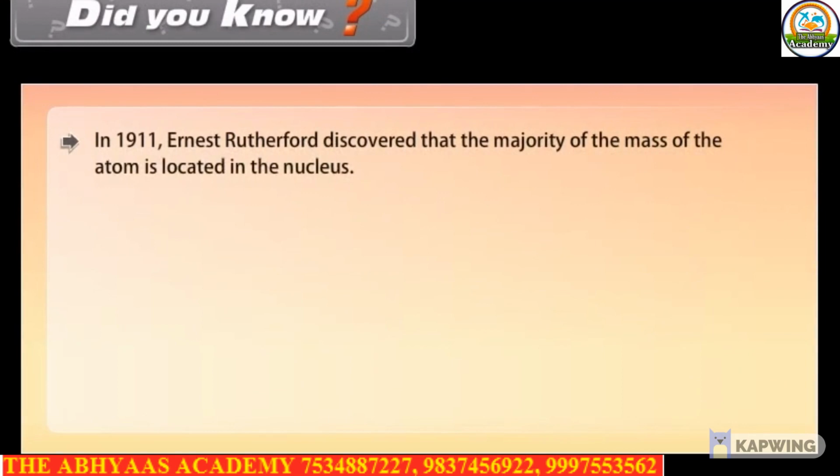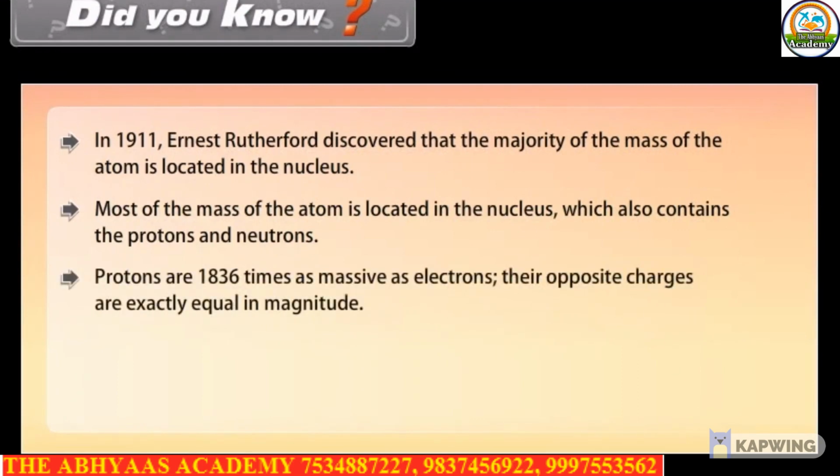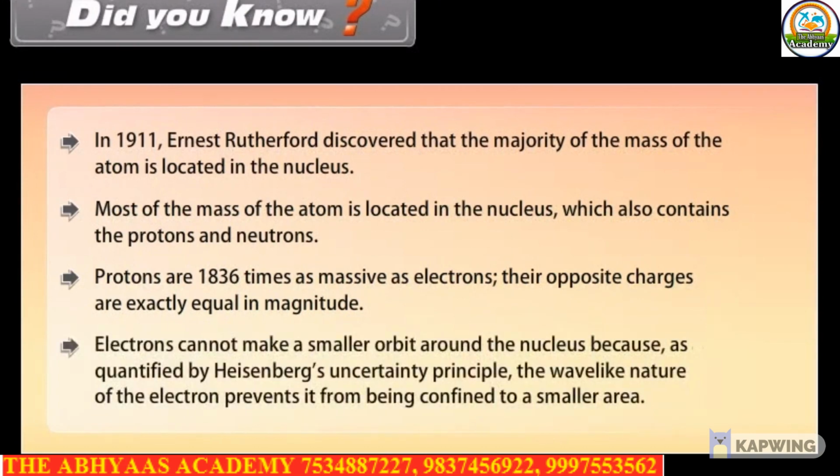Did you know, in 1911, Ernest Rutherford discovered that the majority of the mass of the atom is located in the nucleus. Most of the mass of the atom is located in the nucleus, which also contains the protons and neutrons. Protons are 1836 times as massive as neutrons electrons. Their positive charges are exactly equal in magnitude. Electrons cannot make a smaller orbit around the nucleus because, as quantified by Heisenberg's uncertainty principle, the wave-like nature of the electron prevents it from being confined to a smaller area.